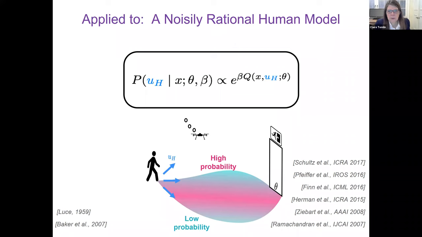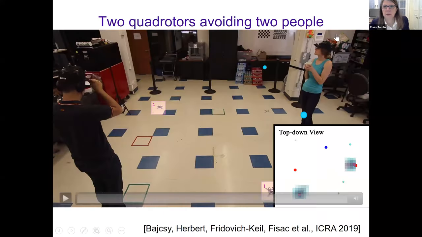So we use this model in conjunction with FaSTrack. Here's Jaime and Sylvia. They both recently graduated from the group. Jaime is now at Princeton and Sylvia's at UCSD. And there's two quadrotors. So here's Sylvia and here's Jaime from a top-down view. They're trying to move across the room. They each have a different goal. Sylvia's moving towards the door. Jaime is moving over here to the other side of the lab.